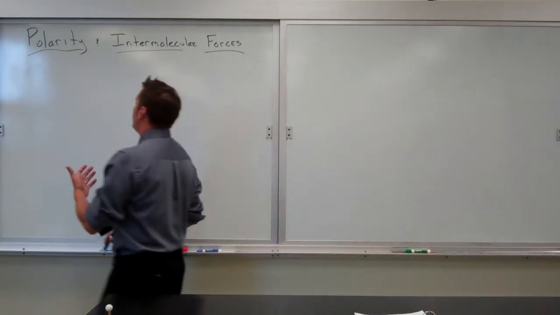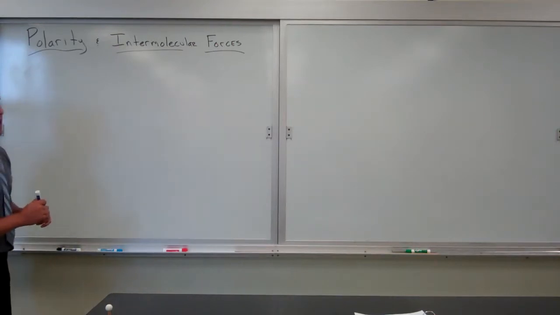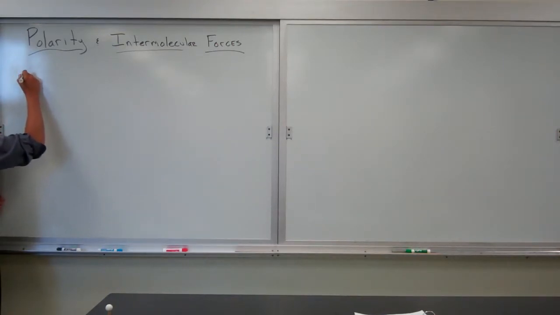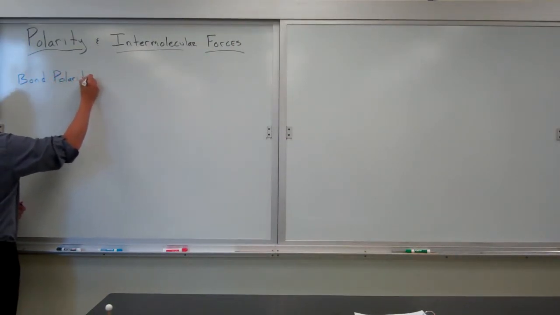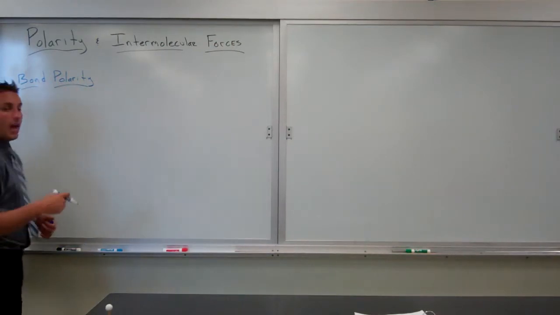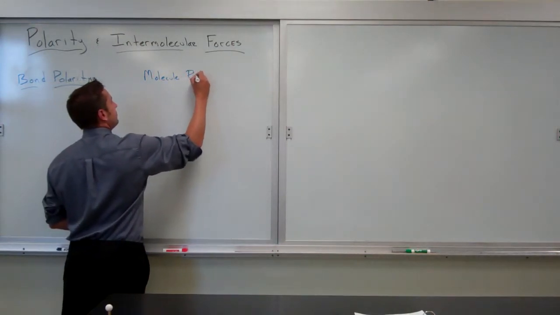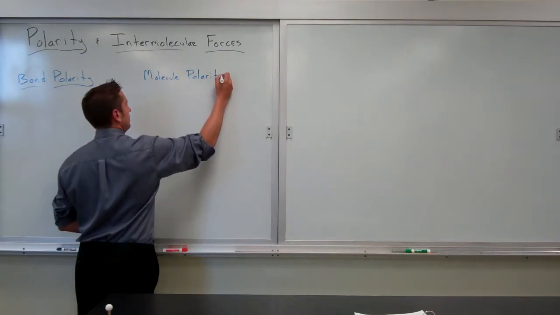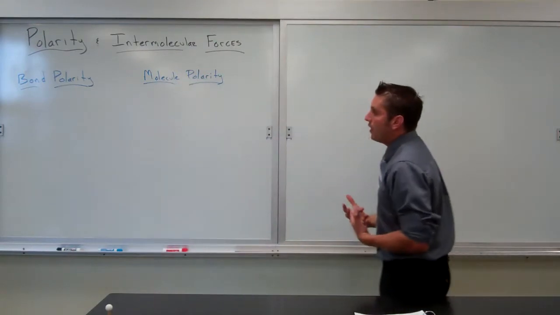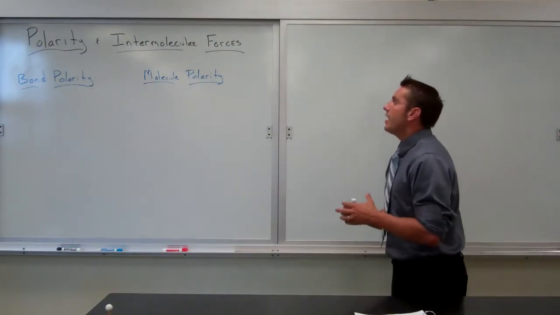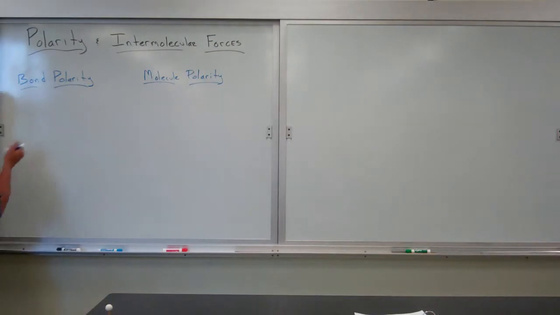If you are going to discuss polarity, you have to distinguish between what we are describing. The two types of polarity we're going to look at are bond polarity and molecule polarity. Individual bonds are able to have polarity, right? And what polarity means is the unequal sharing of electrons.